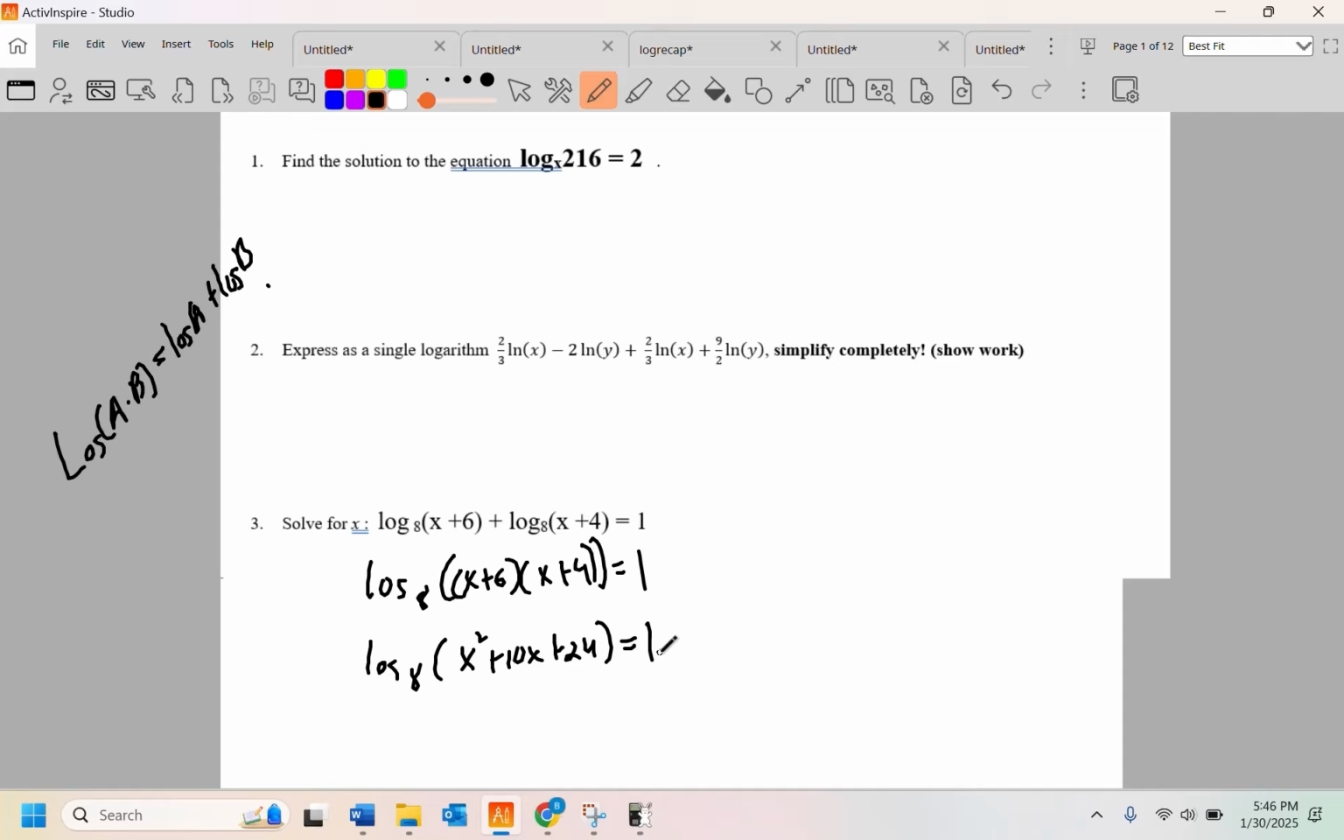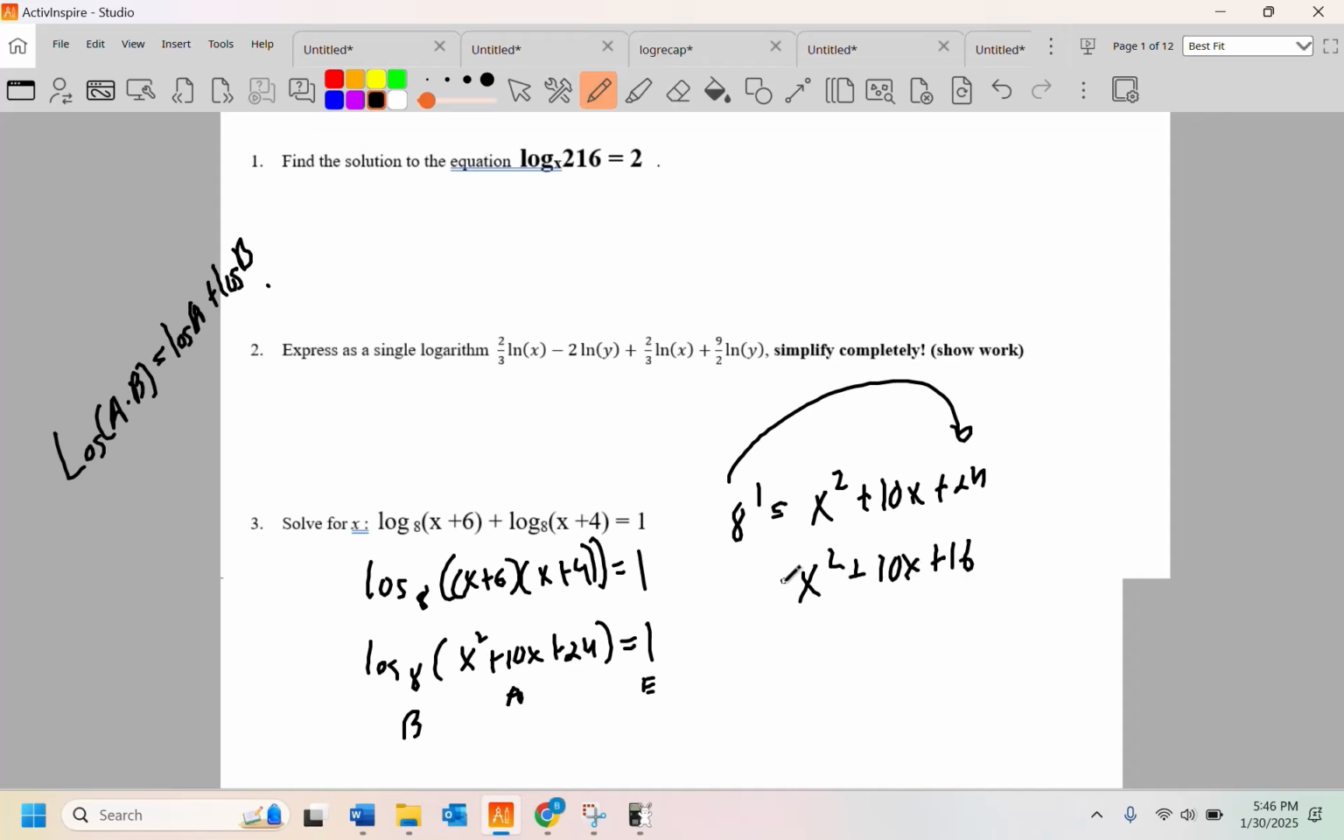Now we're going to go through that process of exponentiating. When we exponentiate, this is our base, this is our argument, this is our exponent. 8 to the first is x squared plus 10x plus 24. We're going to subtract 8. X squared plus 10x plus 16 is now equal to 0. And this factors. Factors of 16 are 8 and 2, and they are the correct pair because 2 plus 8 is 10. So I get that x is -8 or x is -2.